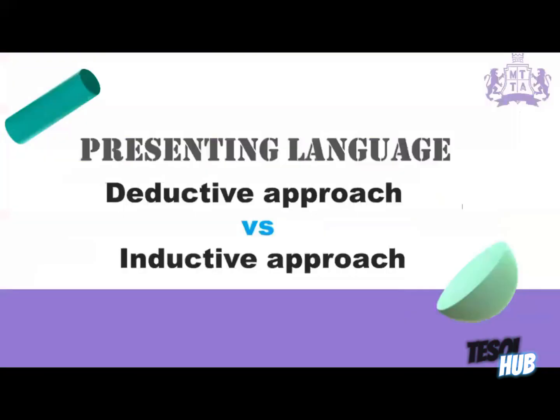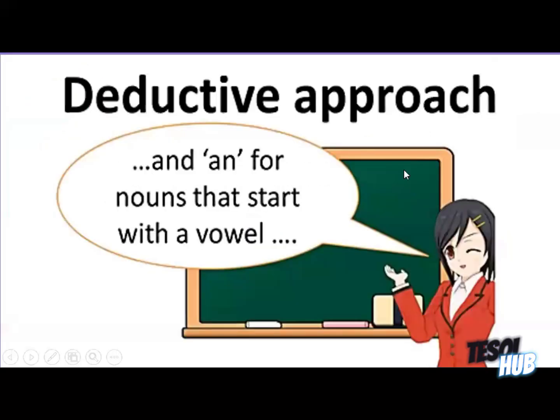So let's start by presenting language. Whenever we present language, there are two ways to present language. The first one is the deductive approach, and the second is the inductive approach. Look at the first one. So let's start with the deductive approach. In the deductive approach, the teacher gives the students the explanation in advance. So the teacher explains the lesson, then the students go through the examples and can start the practice.